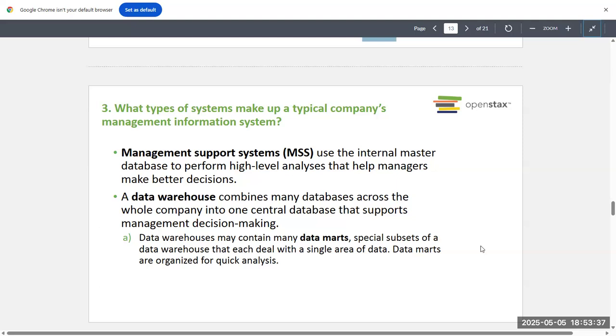And then a data warehouse is a centralized hub where the organization's vast amount of data is stored and consolidated. This is not necessarily real-time transactions like the operational databases. It's more for long-term analysis or analytics processing.